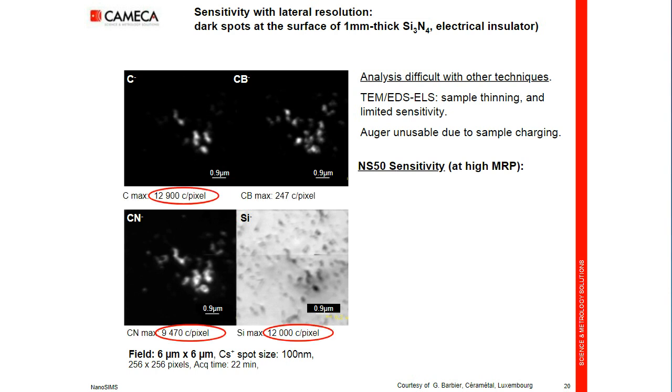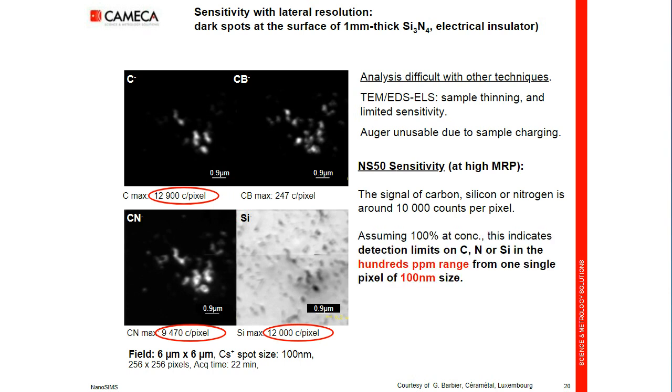If we look at the highest intensity in the 3 images of carbon, nitrogen, silicon, we see that there are more than 10,000 counts per single pixel. So what does it mean? Let's assume that it's 100% pure carbon or pure nitrogen or pure silicon. That is not the case, but let's assume this. If we divide 100% by 10,000, we are in the 100 ppm range for 1 pixel of 100 nanometer size.